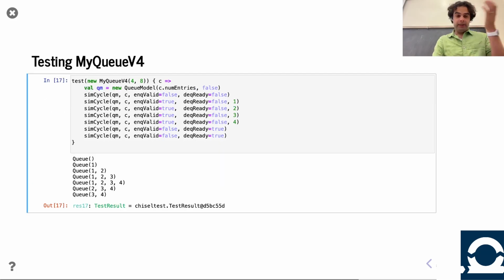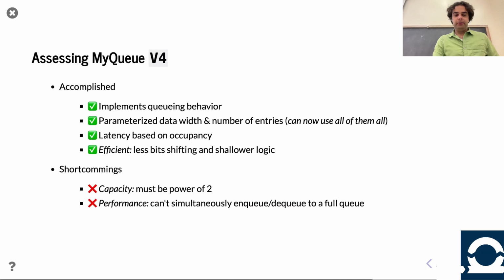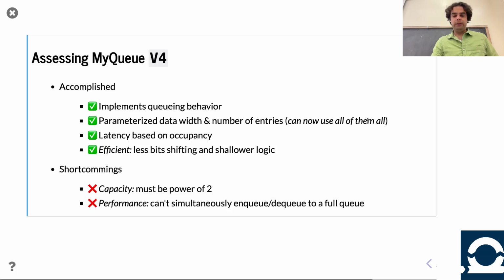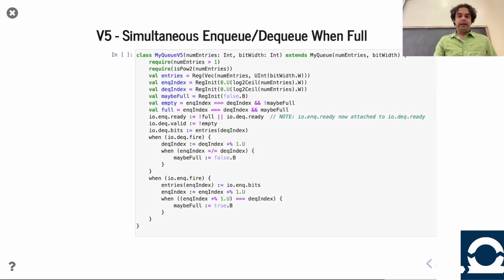So now we're able to reclaim that last entry. We had 4 entries and we can use all 4. So, less bit shifting, and we can now use all of them. Cool. What are we missing? Capacity still needs to be a power of two, and we can't simultaneously NQ and DQ to a full queue. Okay, let's keep going.